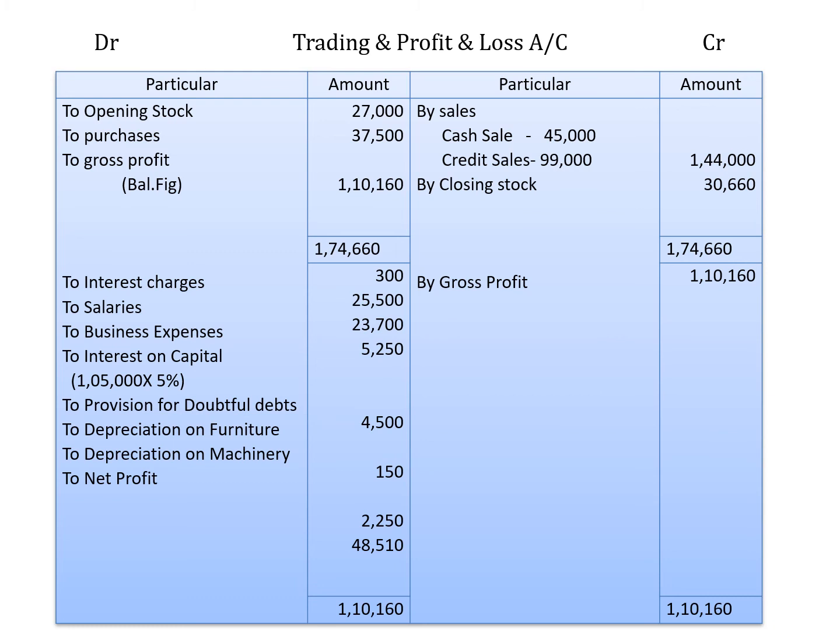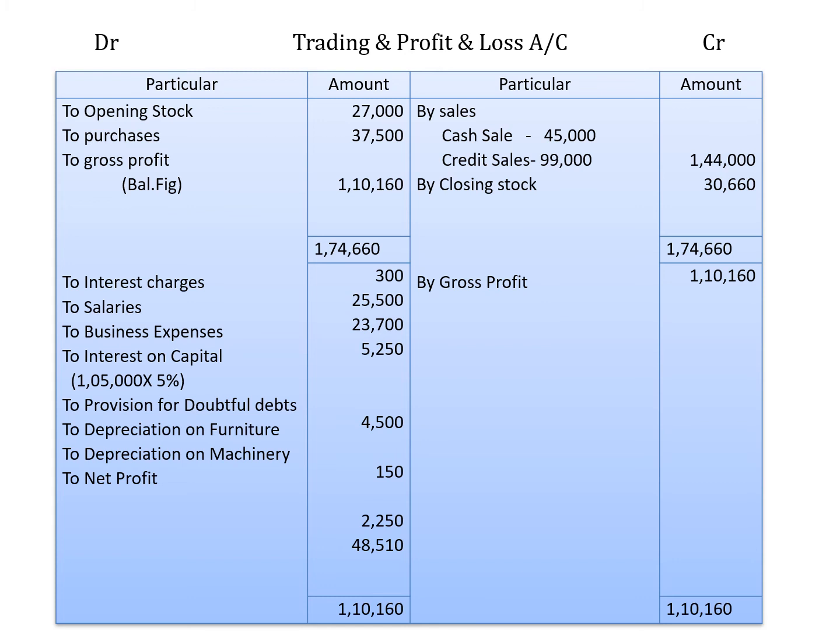Now looking into the question, take the various incomes and expenses given. When you look into the cash book, you can see various expenses. Let us record one after the other. So we are bringing down the GP. By GP brought down 1,10,160. Come to the debit side. So interest charges is given. To interest charges 300.